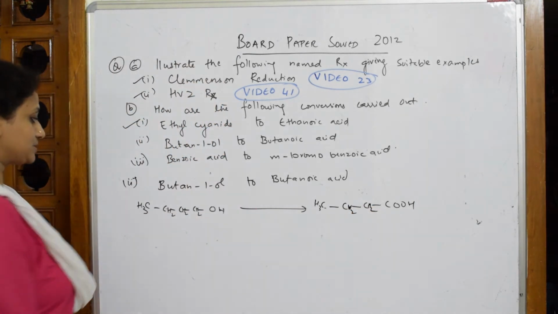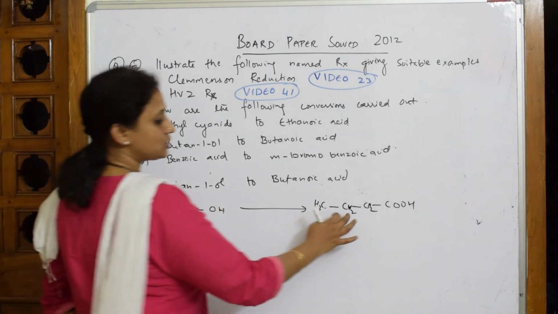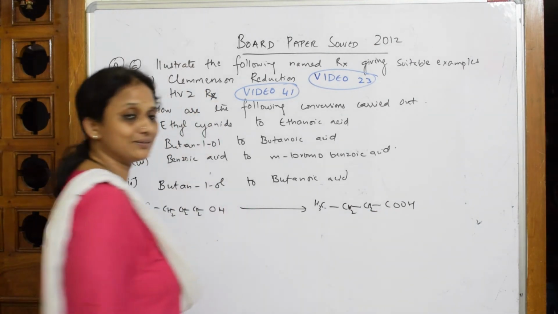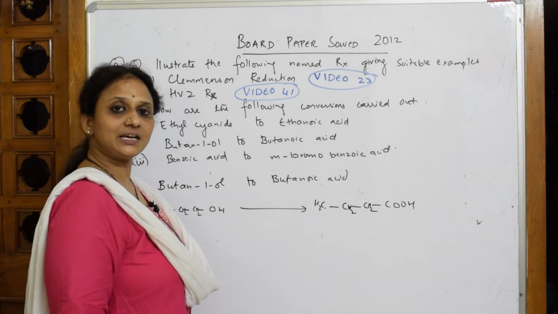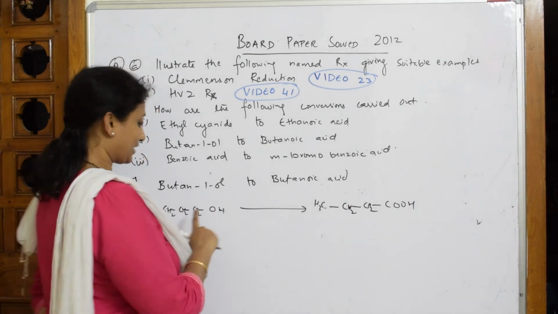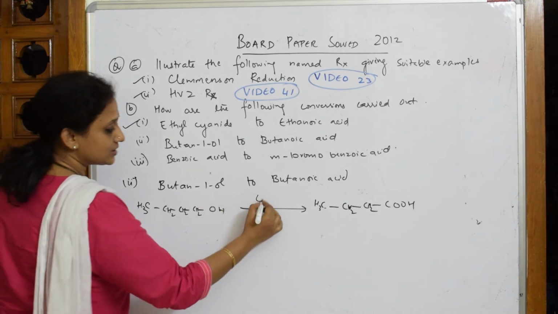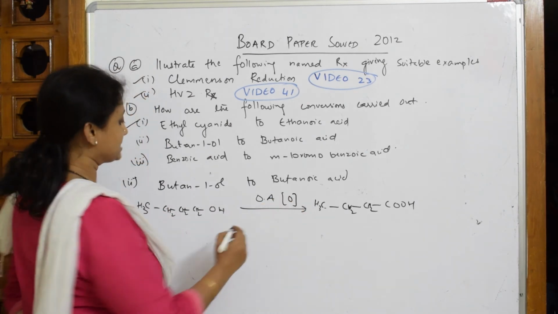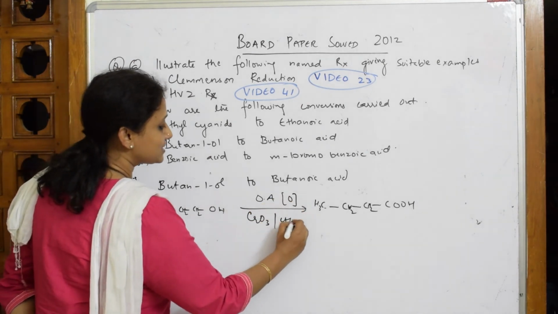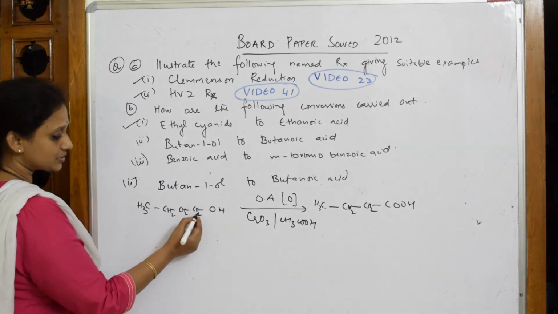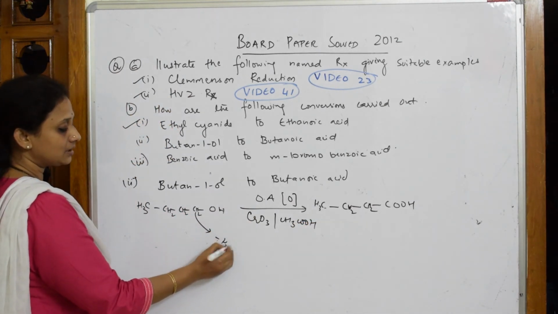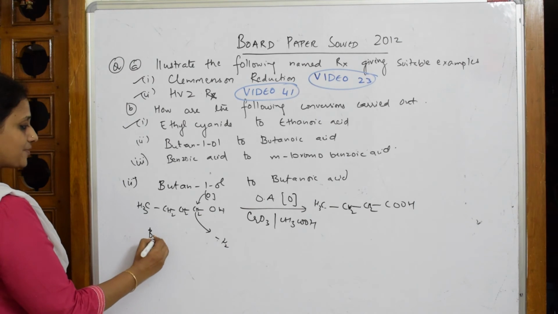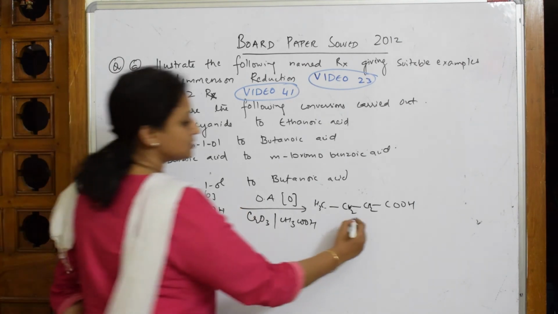Now observe, 1, 2, 3, 4 and 1, 2, 3, 4, but the only difference is this is an alcohol, this is a carboxylic acid, and oxygen is present extra. So there should be an oxidizing agent which can convert alcohol to acid. What is an oxidizing agent's work? It has to add oxygen. So the best oxidizing agent is CrO3 in the presence of acid; I'm going to take acetic acid. It's going to remove this hydrogen and add oxygen here, and you'll get this. So please write, this is your butan-1-ol and this is your butanoic acid.